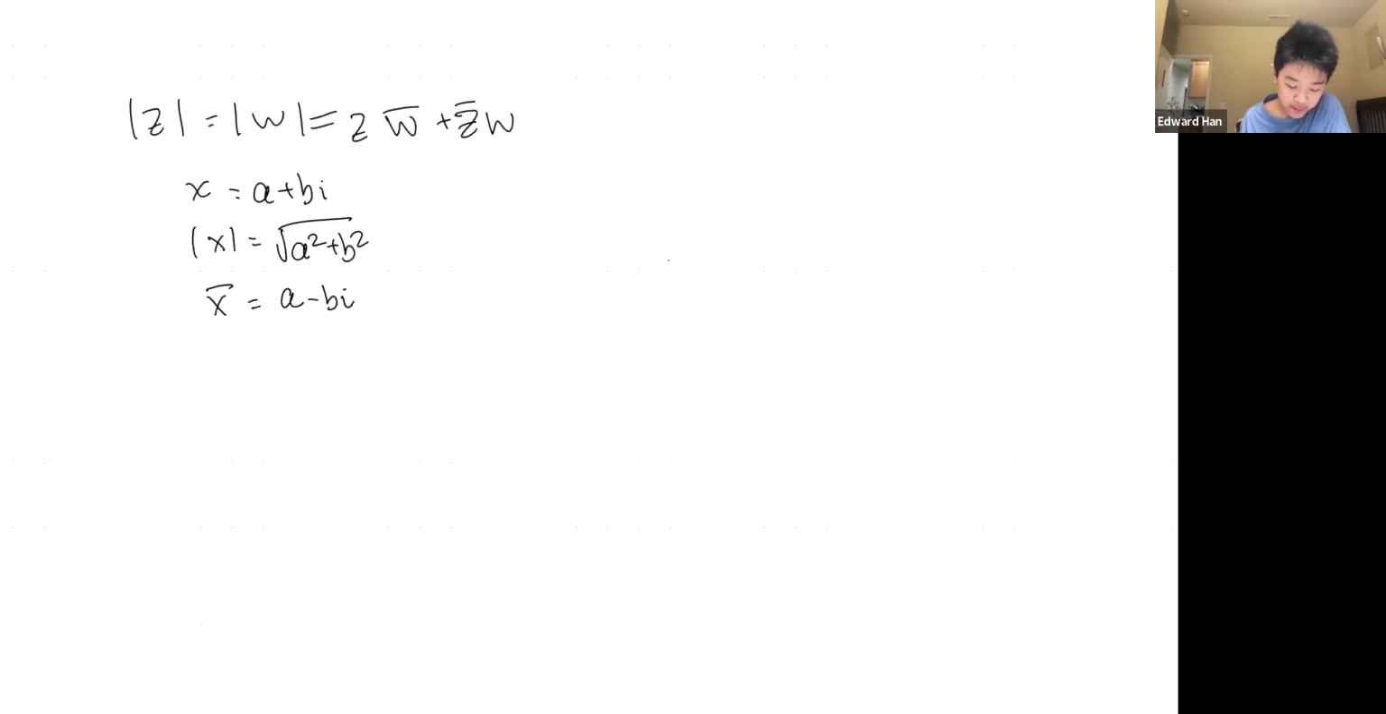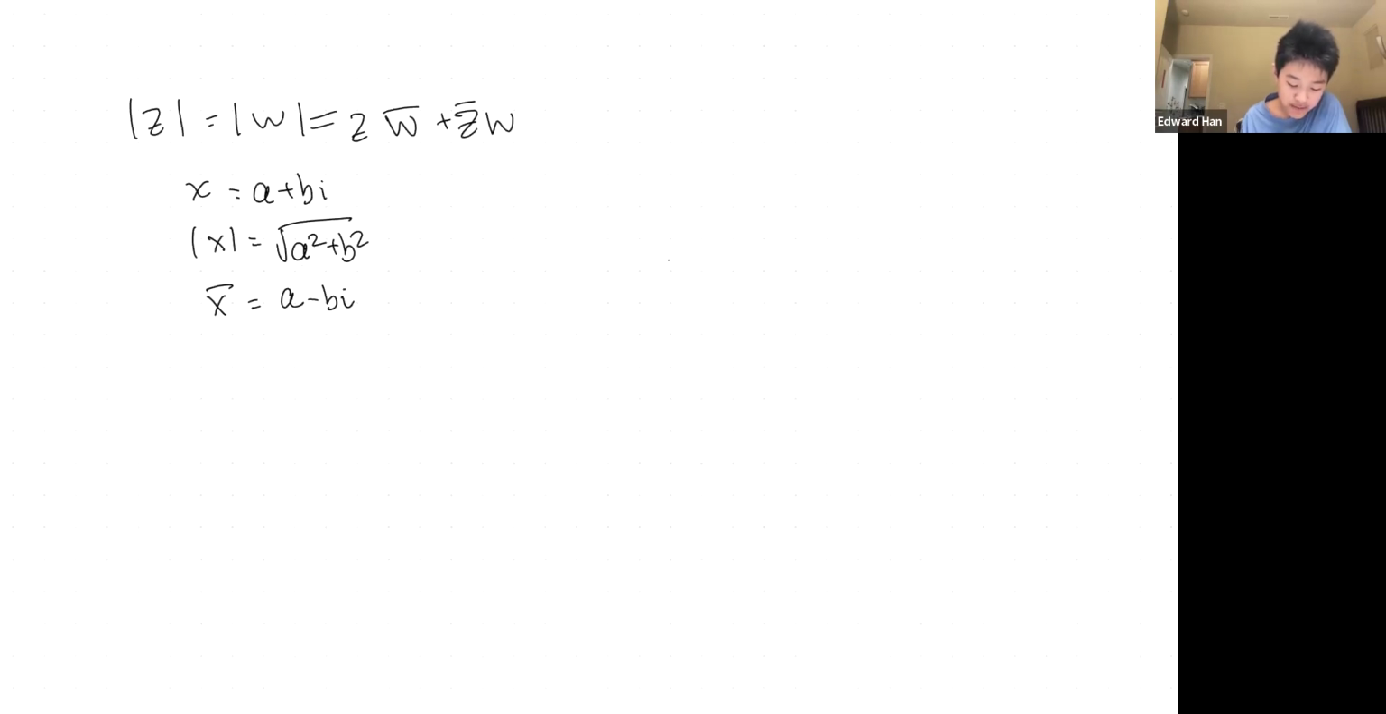The first thing: if a complex number, say x, is written as a plus bi, then the absolute value sign actually means the magnitude, and it's the square root of a squared plus b squared. And x with a bar on it is the conjugate, which is equal to a minus bi. There are also some properties you might want to know for this, because it's better to do the problem with them.